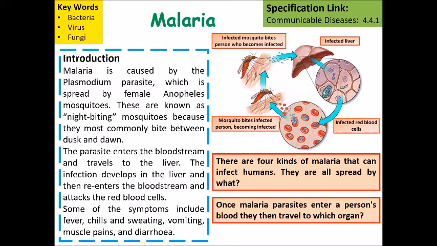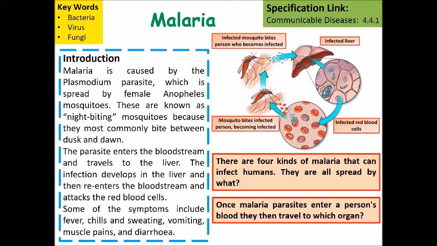Malaria is caused by a plasmodium parasite, which is spread from female mosquitoes. These are known as night-biting mosquitoes because this is when they are most commonly out. The parasite enters the bloodstream and travels to the liver. The infection then develops in the liver and re-enters the bloodstream and attacks red blood cells. So some of the symptoms include fever, chills, sweating, vomiting, muscle pains, and diarrhea.